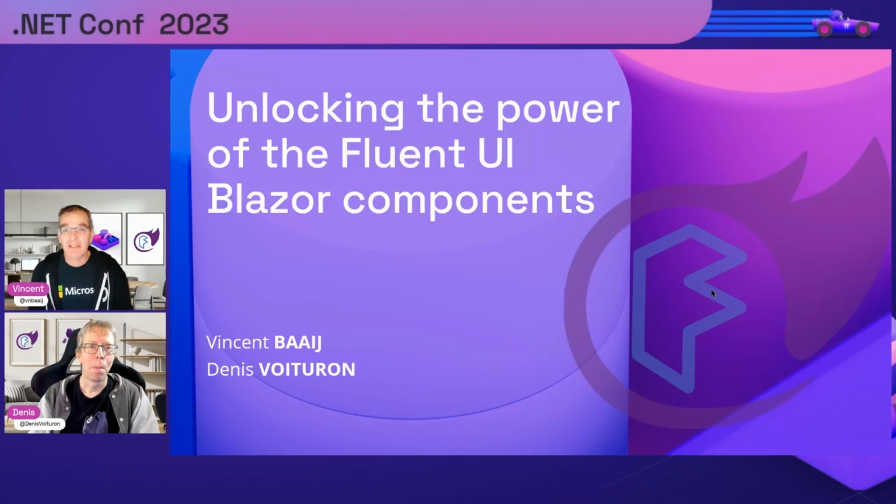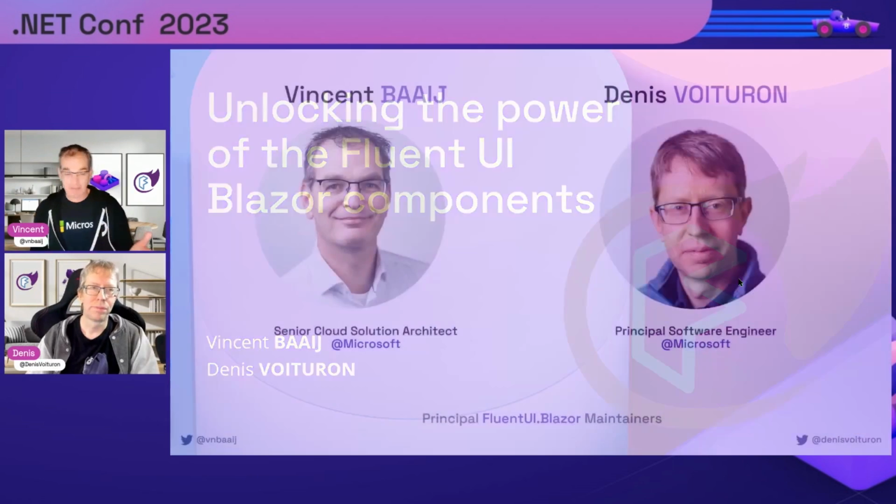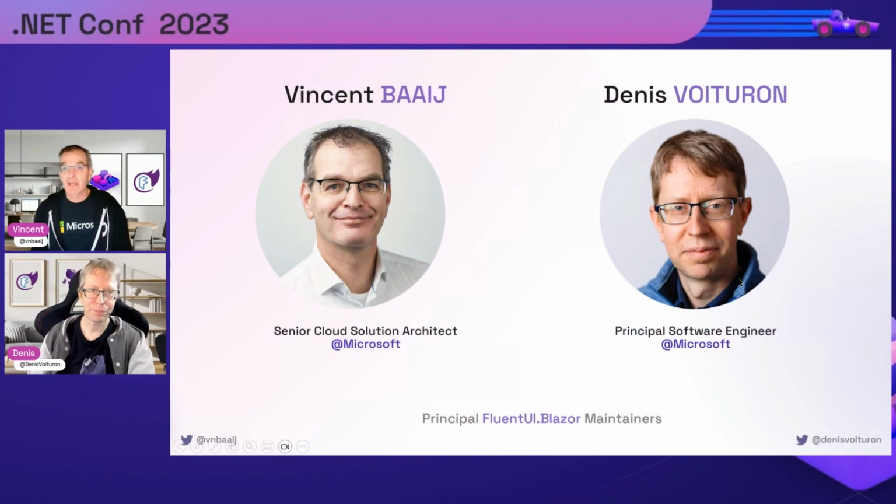So hello, everyone. My name is Vincent Bai, and I have with me today my partner in crime, Denis. We're excited to be here today and to show you how you can use the Fluent UI Blazor library to build Blazor applications with a modern look and feel. If you've seen the .NET Aspire announcement the other day here at .NET Conf and wondered how that dashboard was built, well, this is the library that powers its UI. So if you want to learn more, stay tuned.